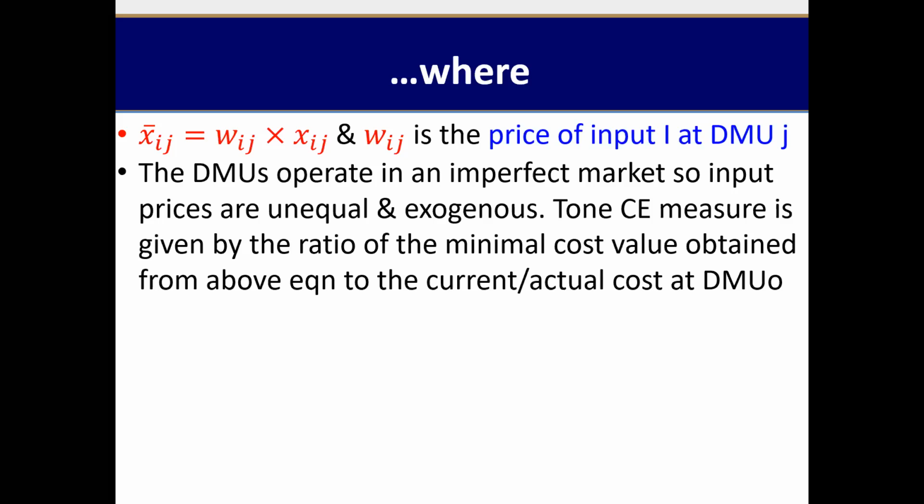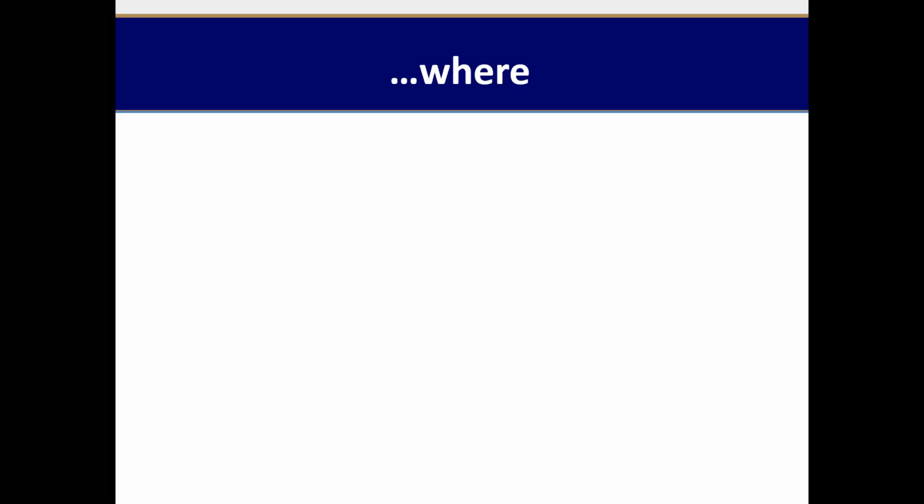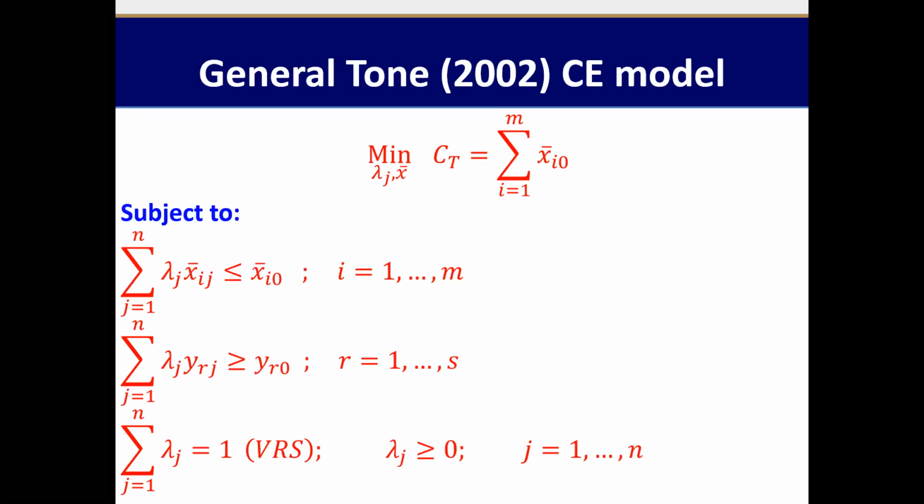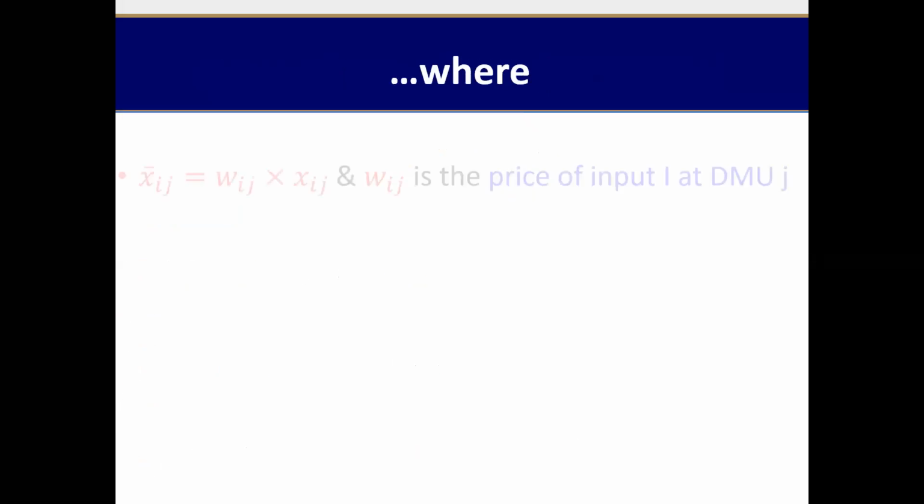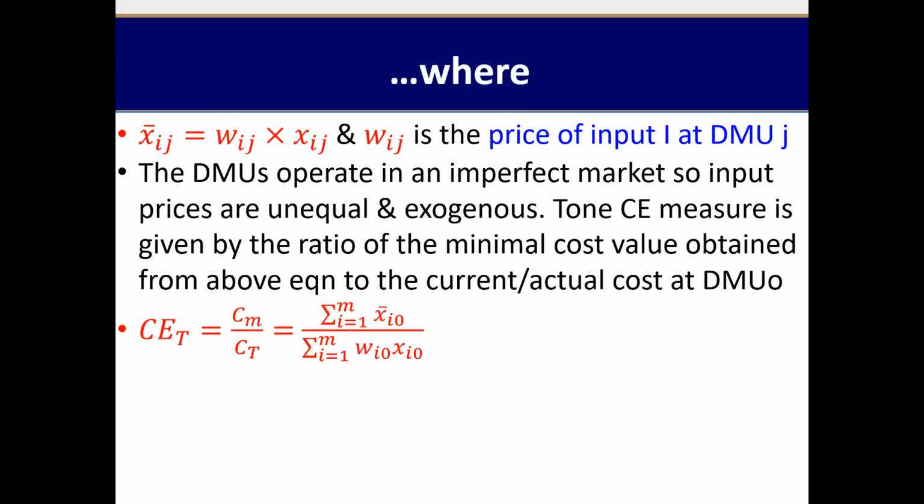They are not homogeneous. So what Tone did is that Tone's measure was given by the ratio of the minimum cost value, not just the minimum cost, but the minimum cost value, which you will get from this equation. That's why you have the X bar, the minimum cost value. Value is important. Minimum cost value divided by the actual costs.